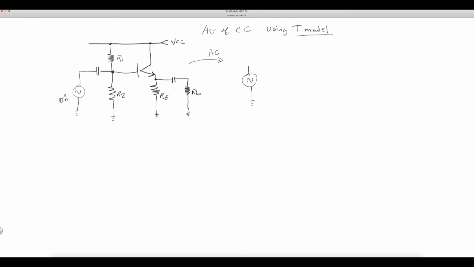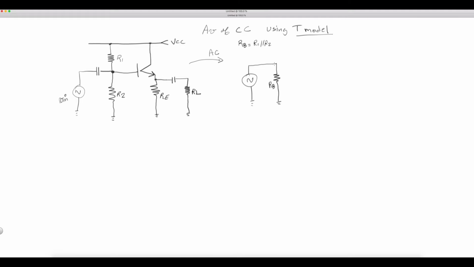Let's consider the capacitor a short. R1 and R2 are in parallel. Let's call that one RB. Okay? And we're going to call, let me write here, RB is R1 in parallel with R2.